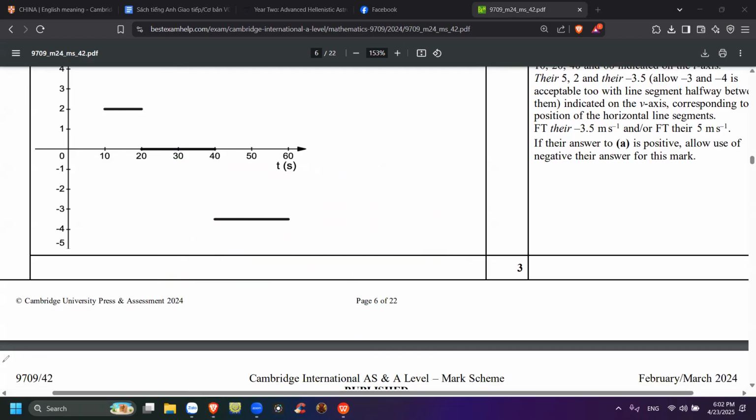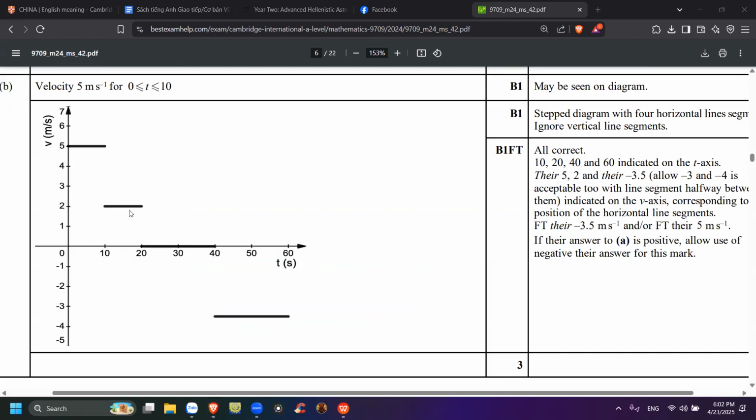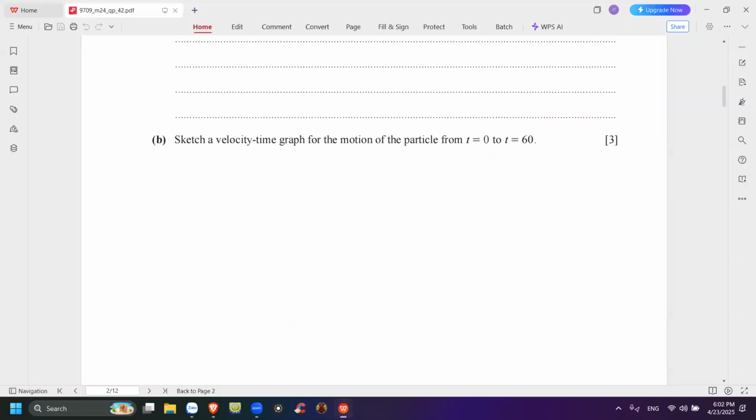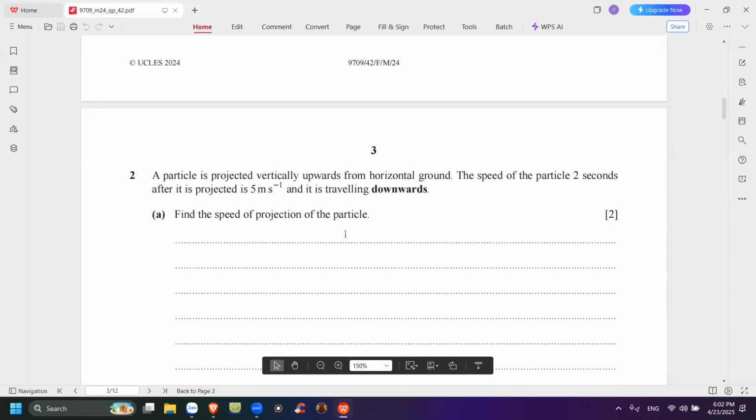Nó phải negative tại vì nó quay về cái điểm bắt đầu mà cái chỗ này nó sẽ không có liên kết nha. That's why I tell you some of these graphs can be tricky at times. Okay, so all right, let's move on to number 2.